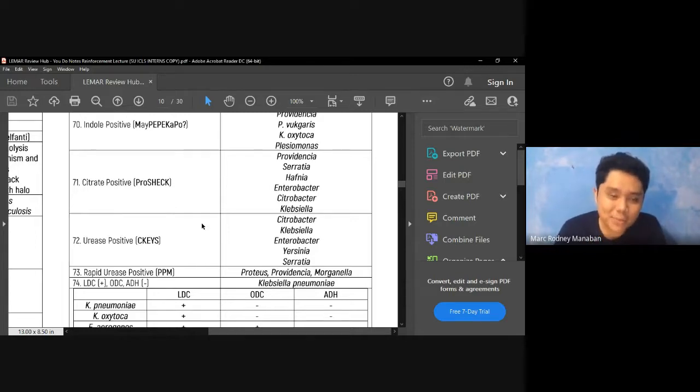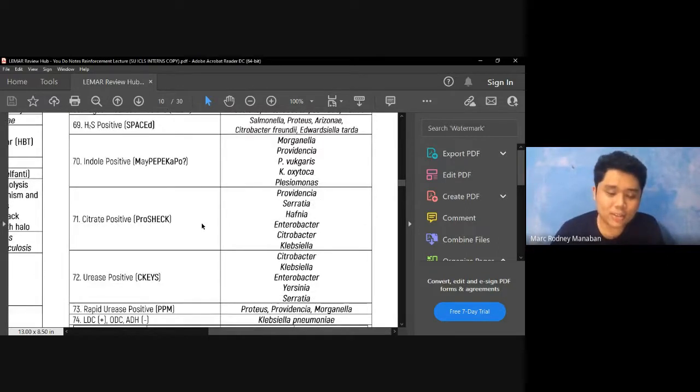And the rapid urease producers, of course, you all know that, BPM. They are the phenylalanine deaminase positive, PAD positive: Proteus, Providencia, Morganella. Proteus, Providencia, Morganella, BPM.